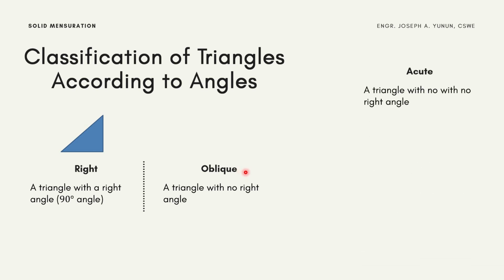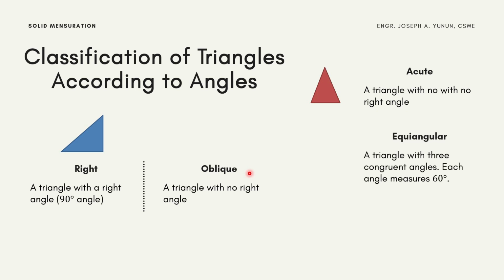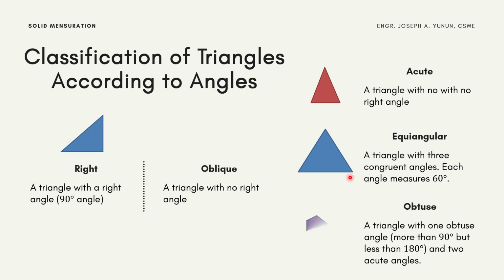One of them is the acute triangle with no right angle, and we have equiangular, or we can call this one equilateral when it is classified according to their sides. Each of the interior angles of the equiangular triangle measures 60 degrees. And lastly is the obtuse triangle, which has one obtuse angle that measures more than 90 degrees but less than 180, and the other two angles are acute angles.